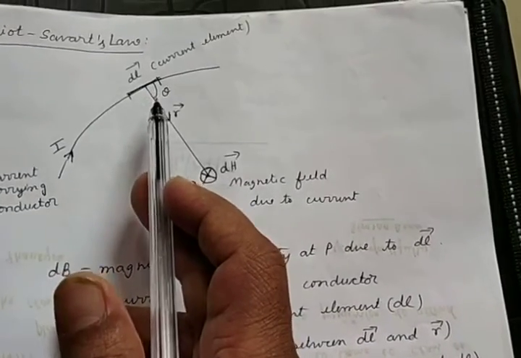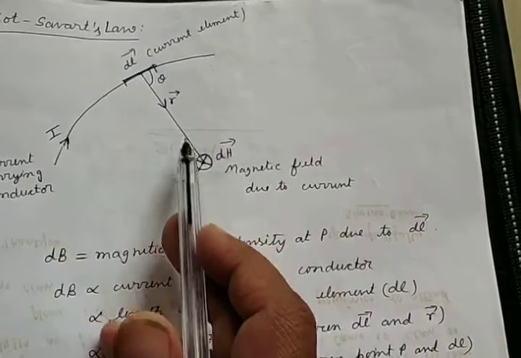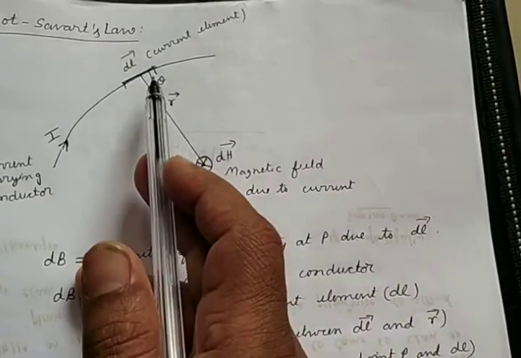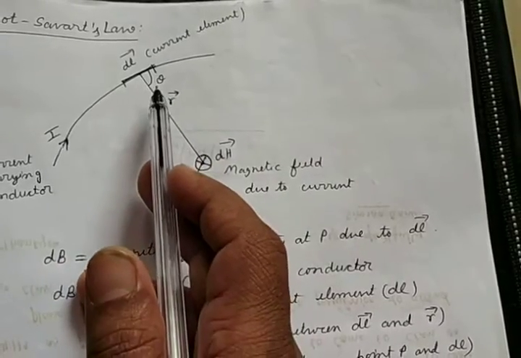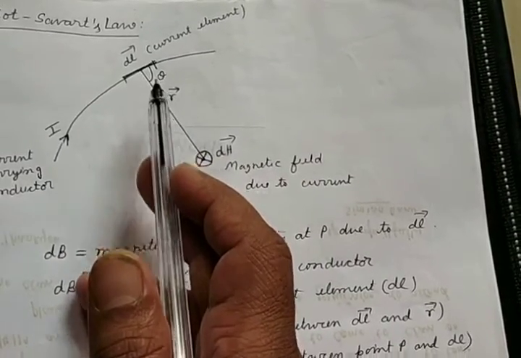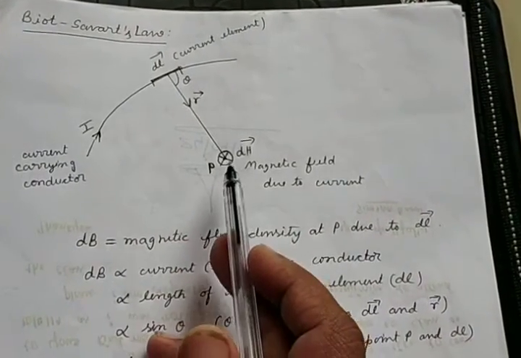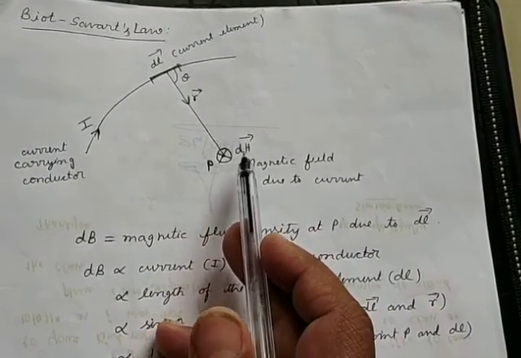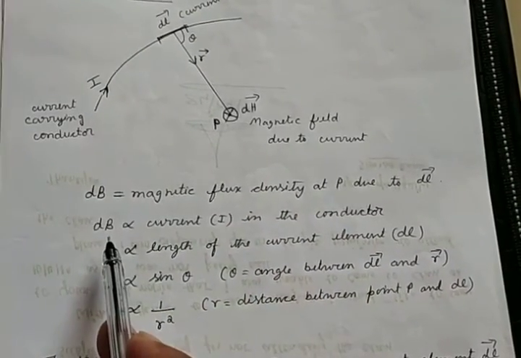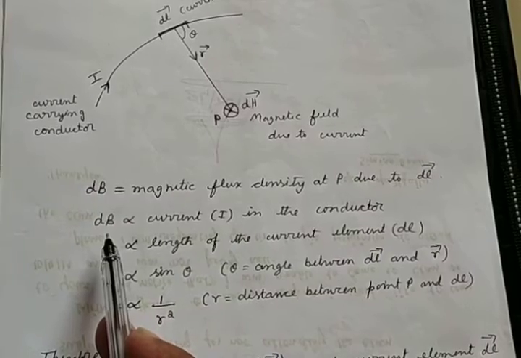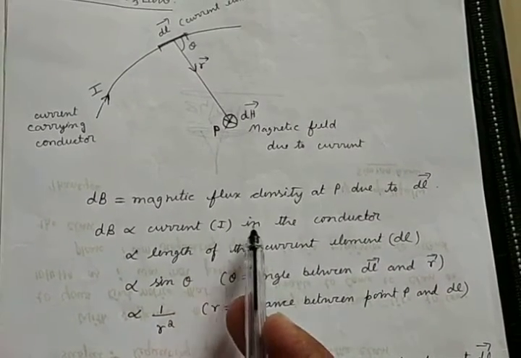Here we have taken the position vector r bar joining the current element to the point P, and the angle between the current element vector and the position vector, let's say theta. Now according to Biot-Savart law, the magnetic field produced at the point P, say dB bar, has a magnitude dB that is proportional to the current I in the conductor.